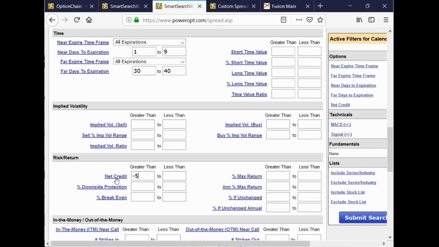So this is a net credit. We've got to reverse it. I'm going to look for a net credit of greater than negative, let's just put in 550. Let's allow us some room.